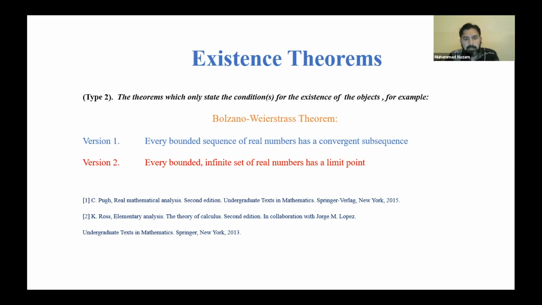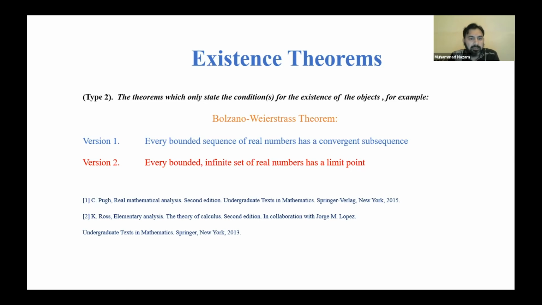We have stated here two theorems. You see that every bounded sequence of real numbers has a convergent subsequence. What does it mean? It shows that there exists a convergent subsequence if the given sequence is bounded in the real numbers. So the condition is a bounded sequence of real numbers, and if the given sequence is bounded, then there exists a convergent subsequence. This theorem only shows the existence of the convergent subsequence.